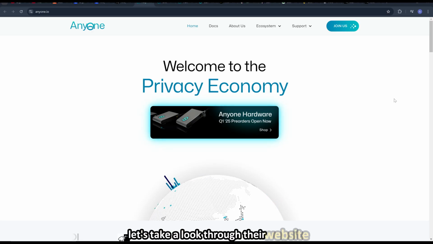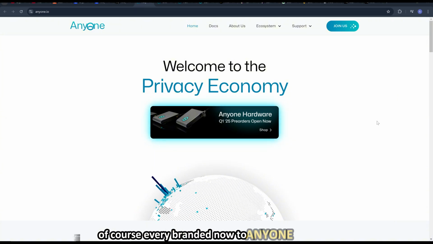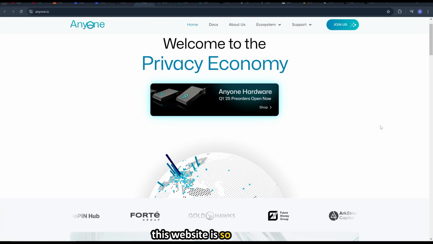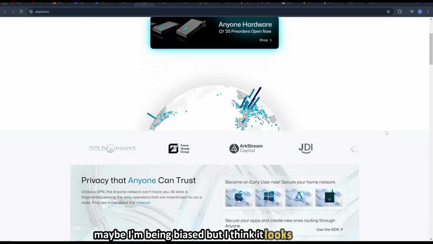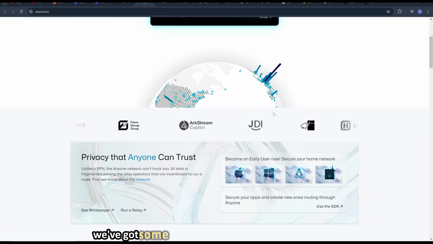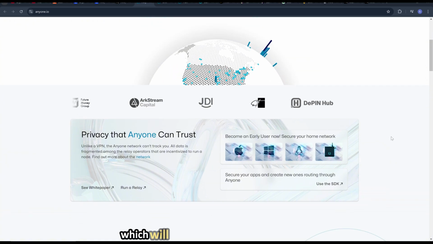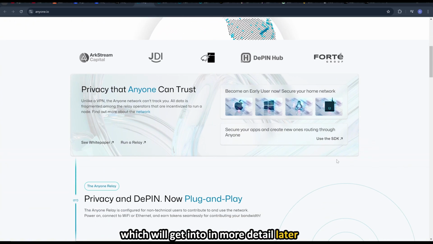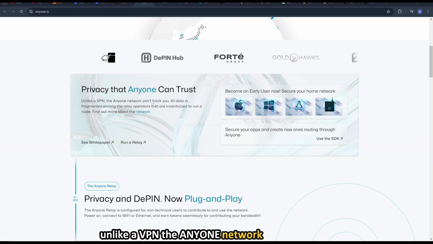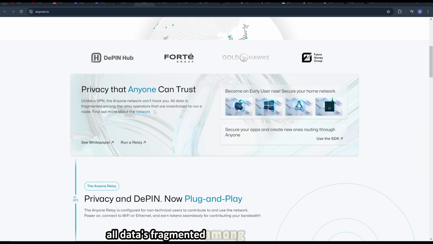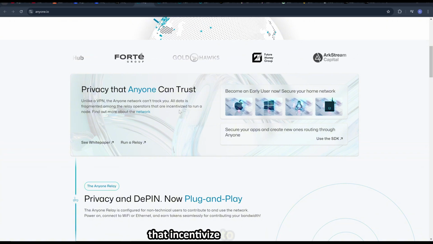Let's take a look through their website. Of course, they've rebranded now to ANyONe, and yeah, this website is so clean, guys. I mean, it looks so good to me. Maybe I'm being biased, but I think it looks incredible, very professional. We've got some associations and partners down here, which we'll get into in more detail later on. But yeah, look, privacy that anyone can trust. Unlike a VPN, the ANyONe network can't track you. All data is fragmented among the relay operators that are incentivized to run a node.